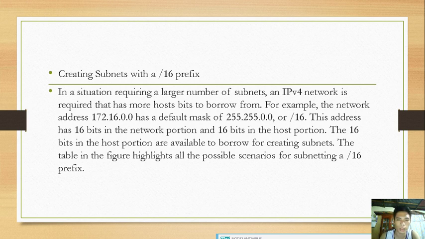To get the prefix of the address, we will just count all the number ones in the address.